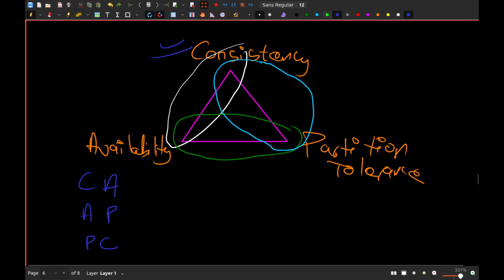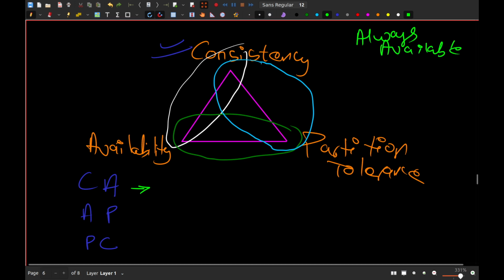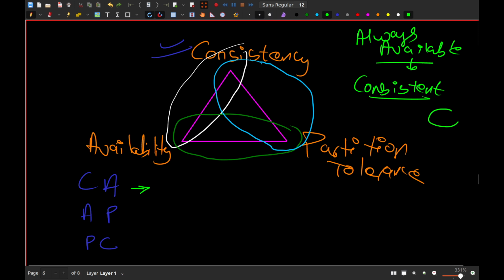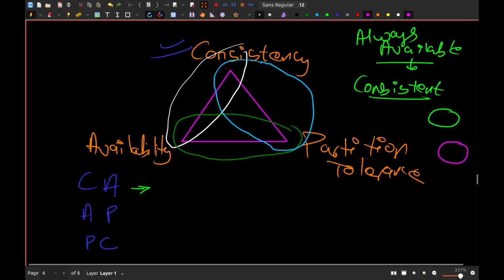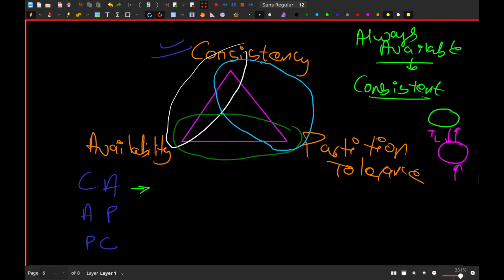Let me explain how. For example, consistency and availability. It means that the website should be always available, as well as if some changes are made into the database, they should be immediate. Means it should be consistent. It is only possible when there is only one system or only one server. Because if there are multiple servers, and a person makes a change in one server, there is some time latency, TL, to update the servers throughout the world.